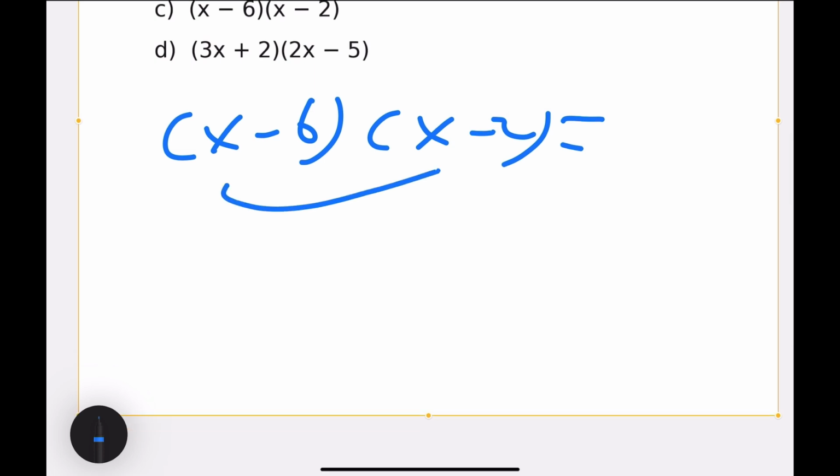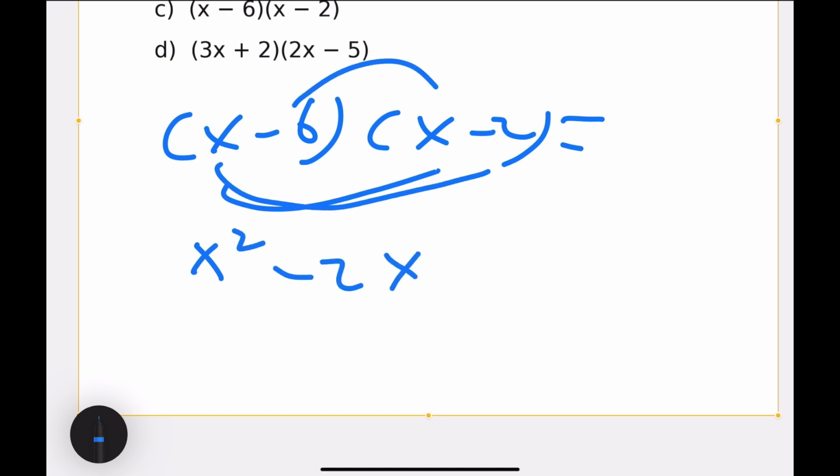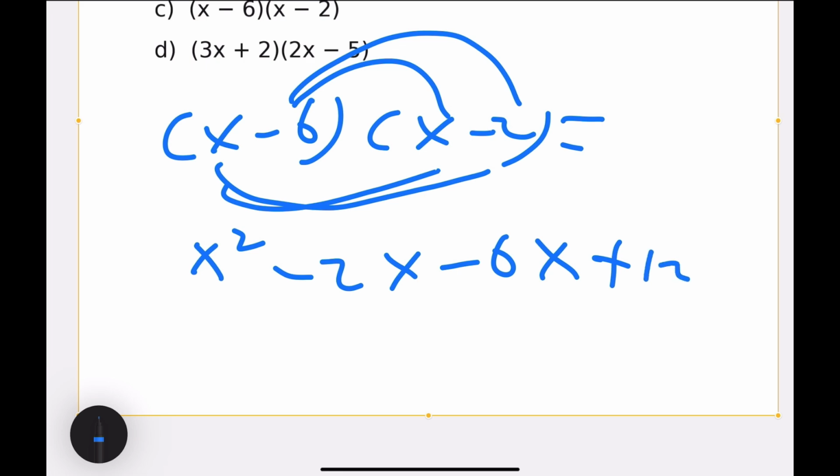So let's multiply the x by the x to get x squared, the x by the negative 2 to get negative 2x, the negative 6 by x to get negative 6x, and the negative 6 multiplied by negative 2, well, that becomes positive 12, as a negative multiplied by a negative is a positive, and 2 multiplied by 6 is 12.